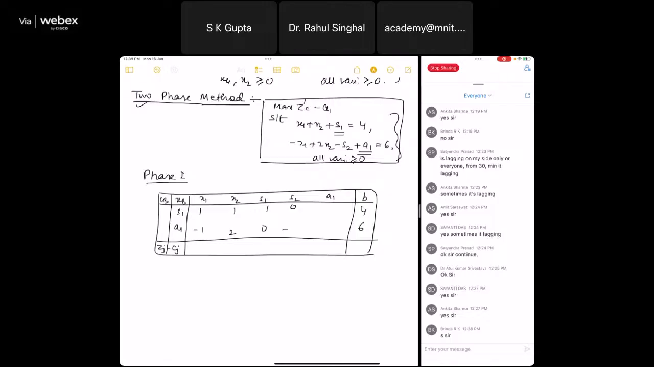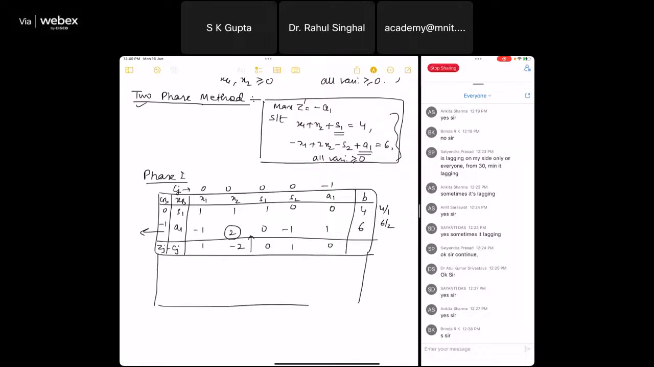The cj's are 0, 0, 0, 0, minus 1. The zj minus cj row is 0, 1, minus 2, 0, 1, 0. Which is most negative? This will enter. Which one leaves? This is 4 by 1, this is 6 by 2, so this will leave. In the first table itself, this is the pivot element. So what is the next table now?